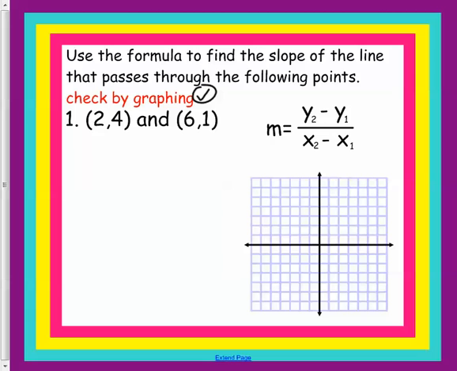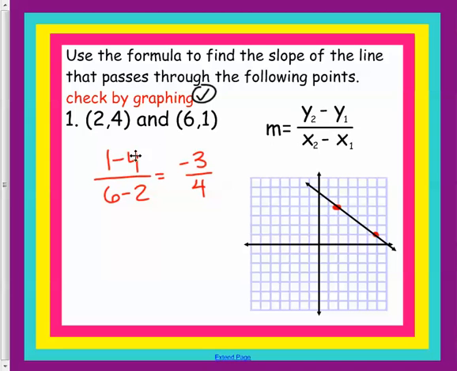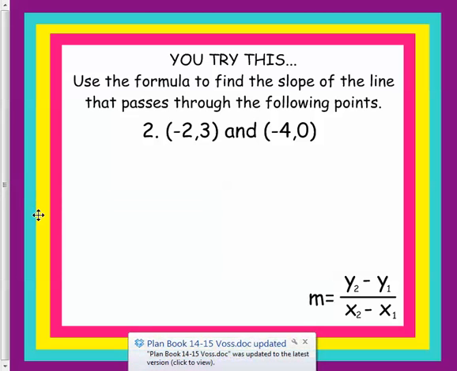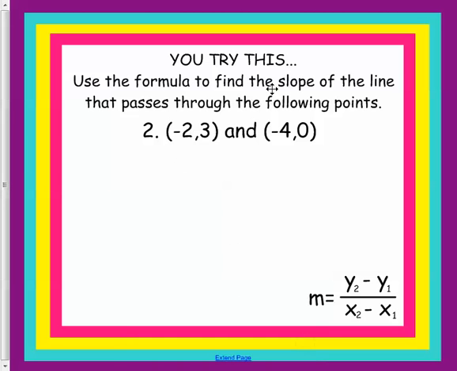Okay, so here's what I did. Okay, so I found my differences, and my slope ended up being a -3 over 4. So it's falling 3 and it's running 4. If I plot these 2 points, it proves it by graphing. Okay, so try this one. Use the formula to find a slope that passes through the following points. I'll be back in just a second to show you what I did.